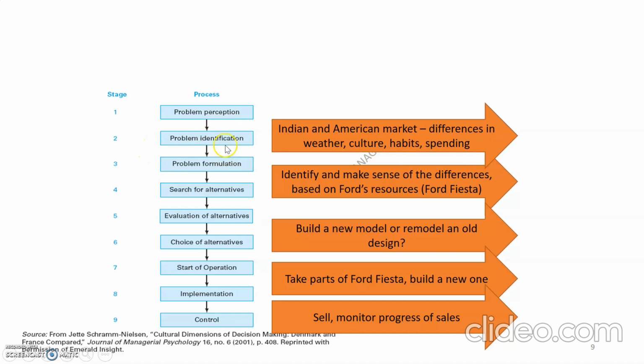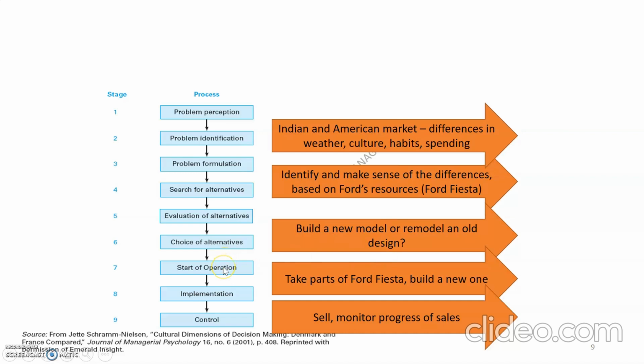After they identified the problem, they formulated the problem. So what they did was identify and make sense of the differences based on the resources that they had. In this case, the resource that they had was the Ford Fiesta. Next, they searched for alternatives and evaluated them. Should they build a new model or remodel an old design? What they chose was to remodel an old design, where they used some parts of the Ford Fiesta to build a new one that is more cost efficient.